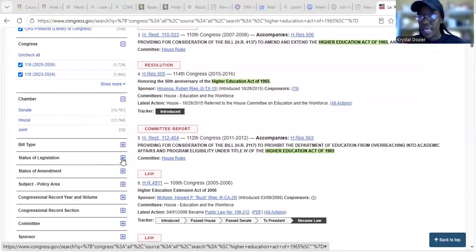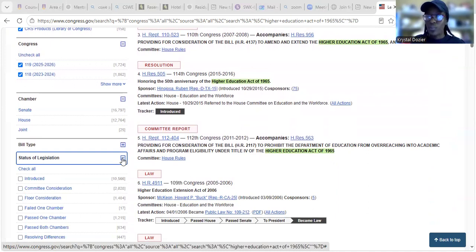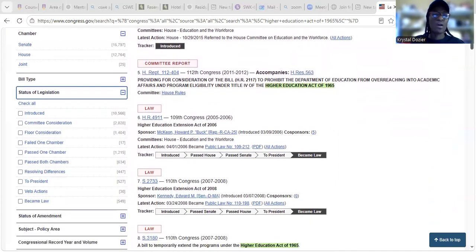Again, on your left-hand side, when you're looking at your screen, if you're deep into policy and you want to see what they have going on, you can look at things that have been introduced on your own time, right? You can look at what has failed one chamber, what has passed one chamber, what has passed both chambers, what's going on with resolving differences, what has gone to the president, what has been vetoed, all of that. We'll talk about that as we talk about policy development in this class. But our goal is to see what has become law.